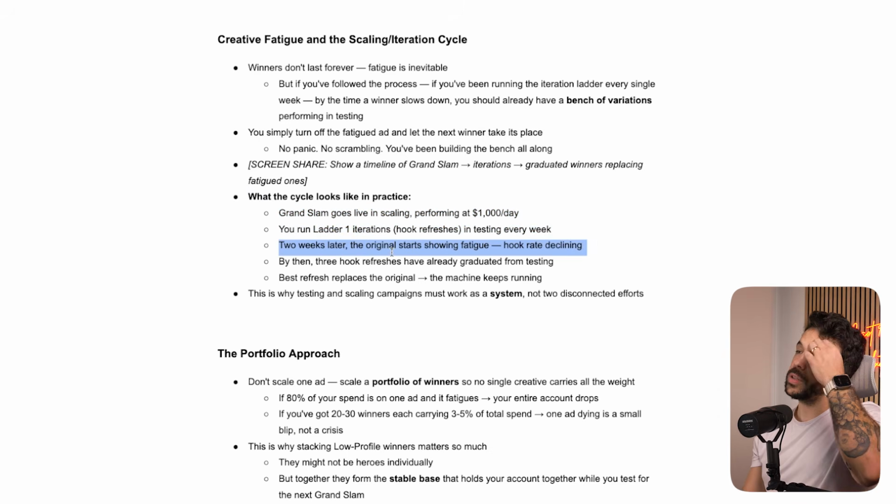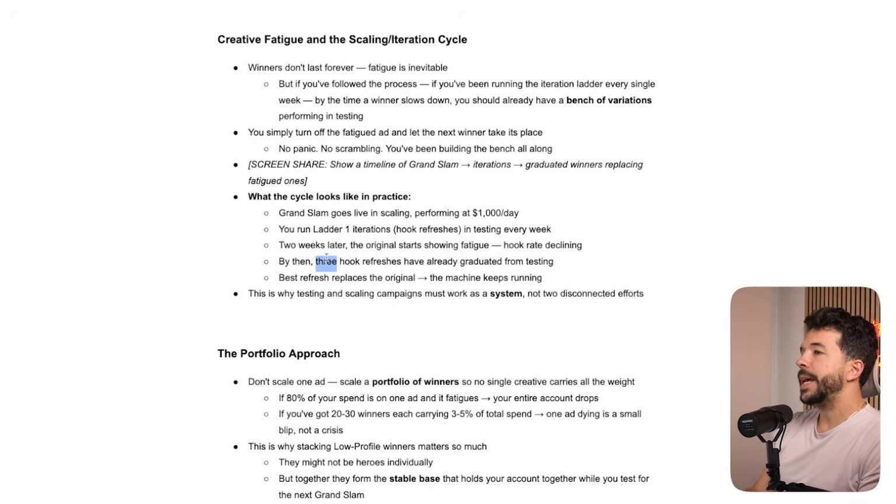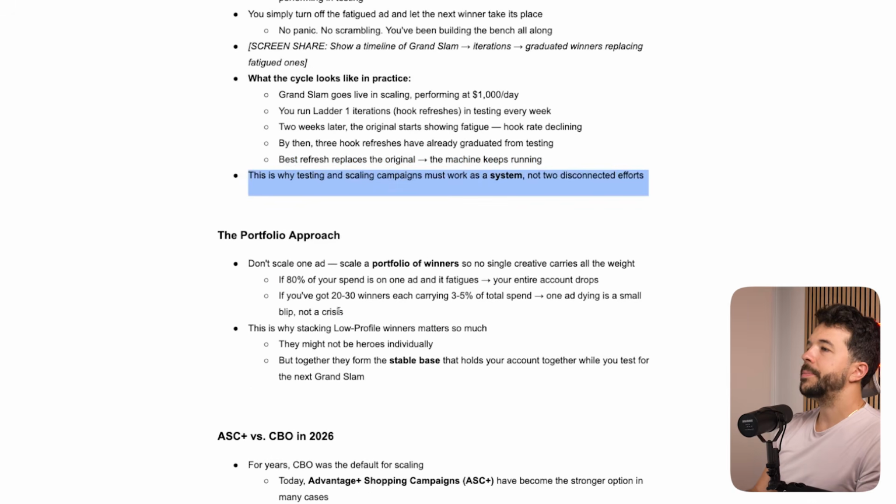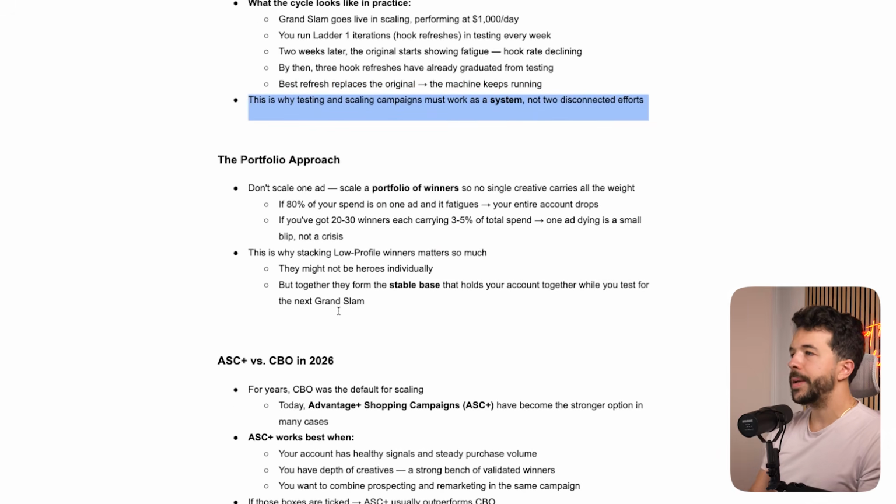2 weeks later, the original ad, for whatever reason, starts showing fatigue. But by then, you have 3 hook refreshes that are already graduated from testing. The best refresh replaces the original, so the machine keeps running. This is why testing and scaling campaigns must work as a system and not as 2 disconnected efforts. This is how we look at it, at least.